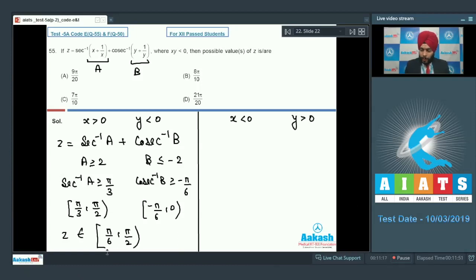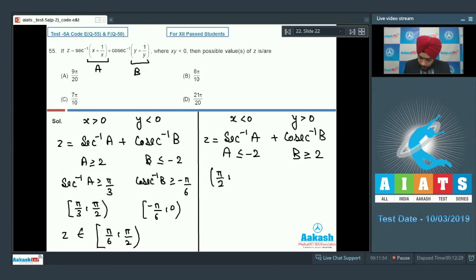Possible values of z we have to talk about. X negative, y positive. Again, z is secant inverse A plus cosecant inverse B. If x is negative, A is less than or equal to -2, B is greater than or equal to 2. Secant inverse is an increasing function and cosecant inverse is a decreasing function. So if A is less than or equal to -2, I have secant inverse A lying in the interval pi by 2 to 2 pi by 3, because the values are negative and secant inverse is obviously less than or equal to 2 pi by 3.